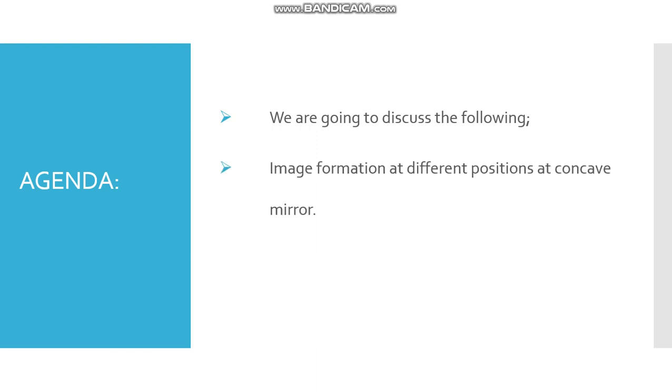So let's start. First we will talk about the agenda for this lecture video, that what topic we are going to discuss in this lecture. In this lecture we are going to discuss the following: image formation at different positions at concave mirror. It means that we will be talking about concave mirror and image formation. We will place the object at different positions and we will see how its image is formed.